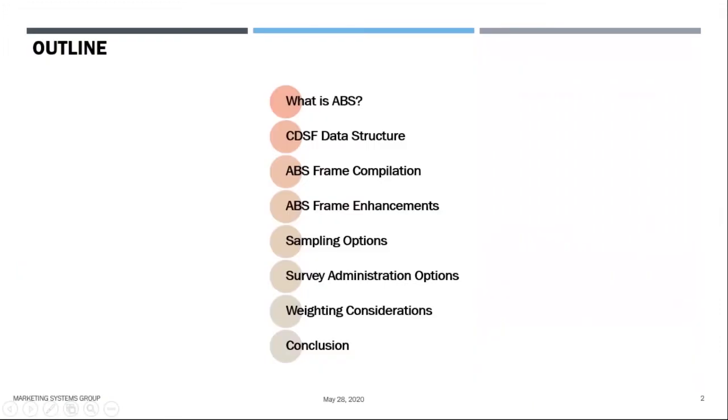During this short webinar, we will start with a quick overview of what is address-based sampling. Then Ashley will look under the hood and explain how the sampling frame, or the list of addresses that are used for address-based sampling, is compiled, and how we go about refining that address list and making it suitable for complex surveys. And then we touch upon some of the sampling and administration options and conclude with some considerations for weighting of data from address-based protocol and a couple of conclusions.